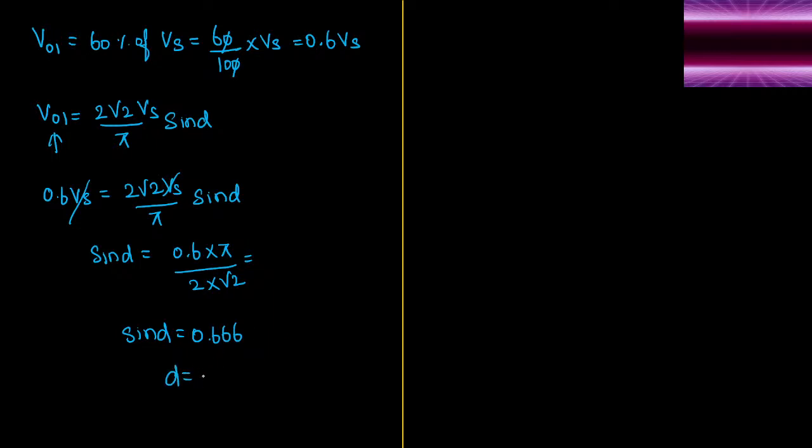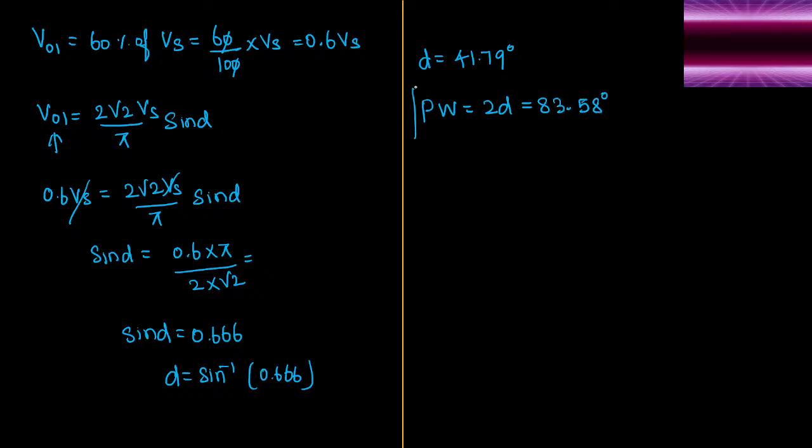So I can say d is equal to sine inverse of 0.666. If I take sine inverse, the value of d I am getting will be equal to 41.79 degrees. But this is not the answer. Why? Pulse width will be equal to 2 times d. Do remember that. That is very important. So 2d equal to, if I multiply by 2 further, what will I get? It will become approximately 83.58 degrees. This is the exact answer.